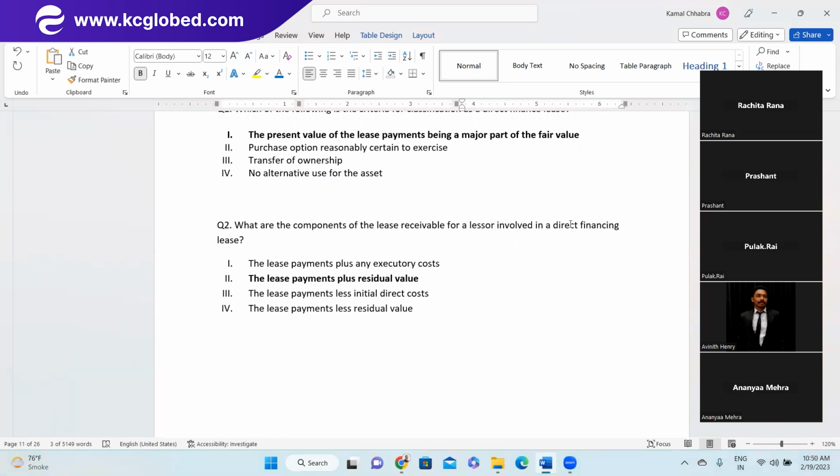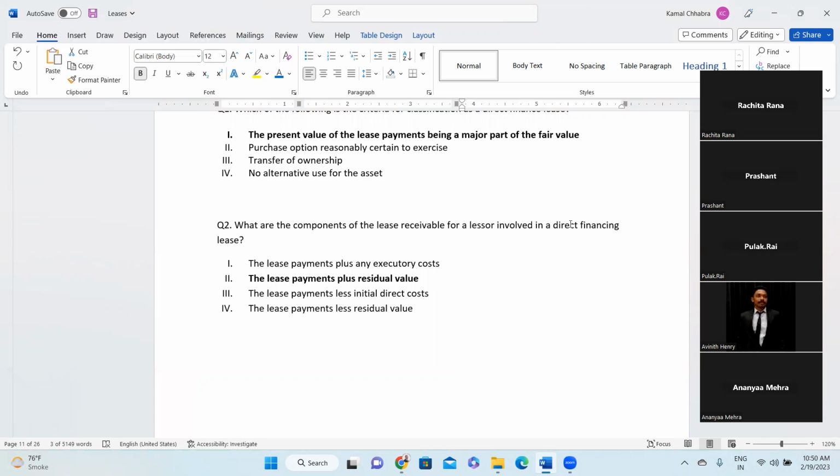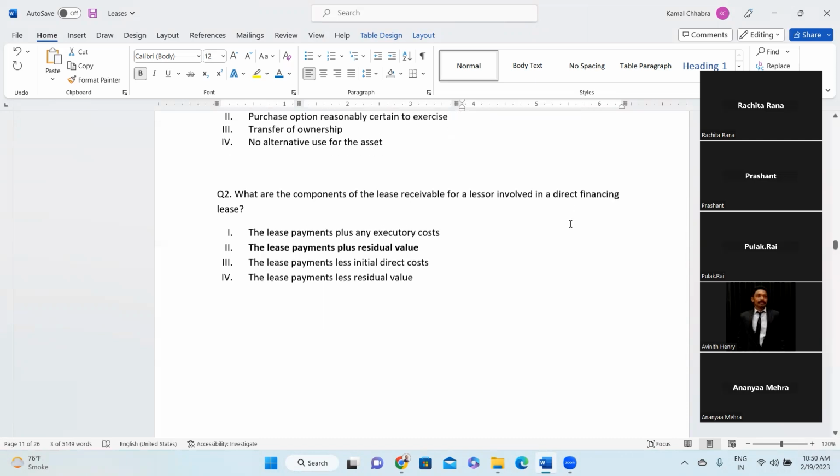Sir, so what is executory cost? Executory cost is the cost to execute the agreement, maybe agreement fees, lawyer fees, stamp duty, commission, brokerage. Okay, so which is like initial direct cost. Yes, absolutely. Initial direct cost. Okay sir. All right. So that should not be part of the lease receivable. That can be part of the lease investment, but not the lease receivable. Make sense? Yes sir. Ananya, Avneet, Pulak, Prashant, all set?